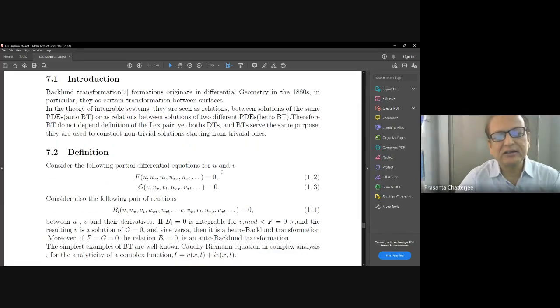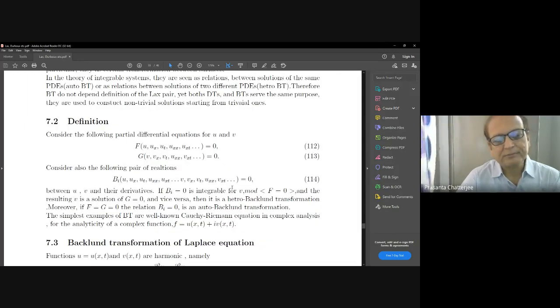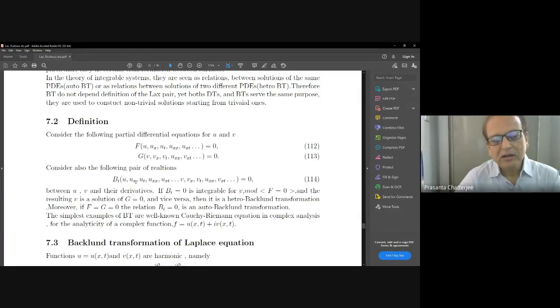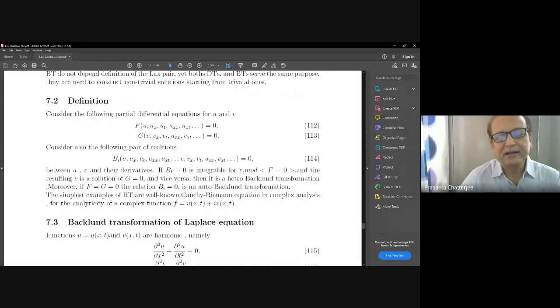Suppose we consider two partial differential equations, both with dependent variables u and v. Equation 1.12 is the partial differential equation for u, and equation 1.13 is for v. So we consider the following pair of relationships, B_i(u, u_x, u_t, etc., and v, v_x, etc.) equal to 0, between u and v and their derivatives.